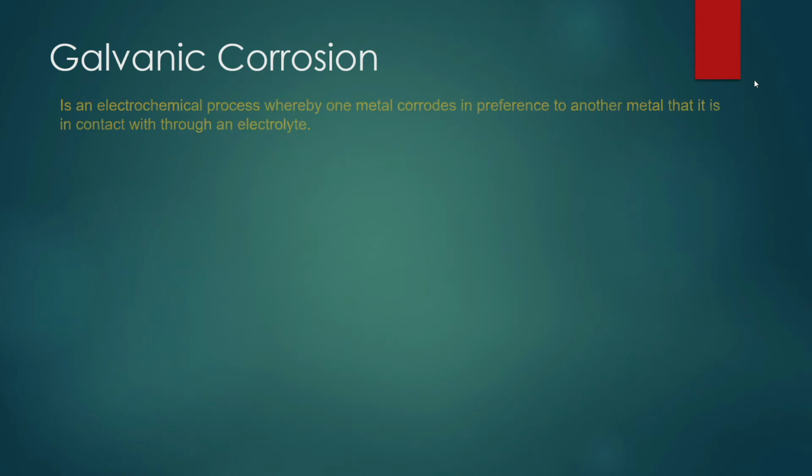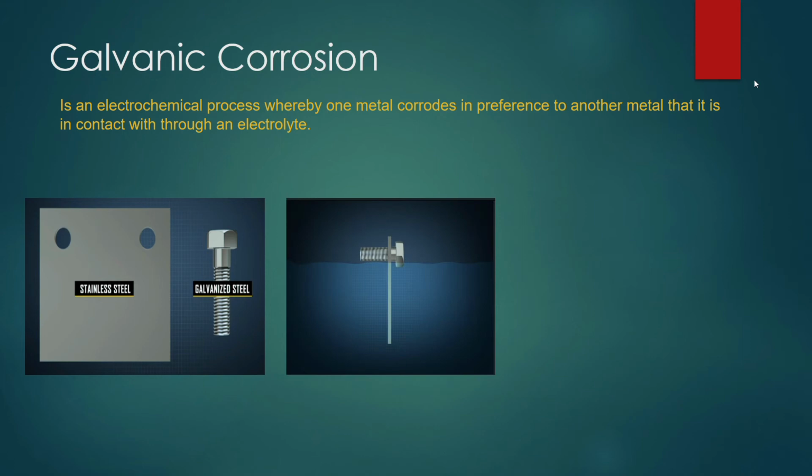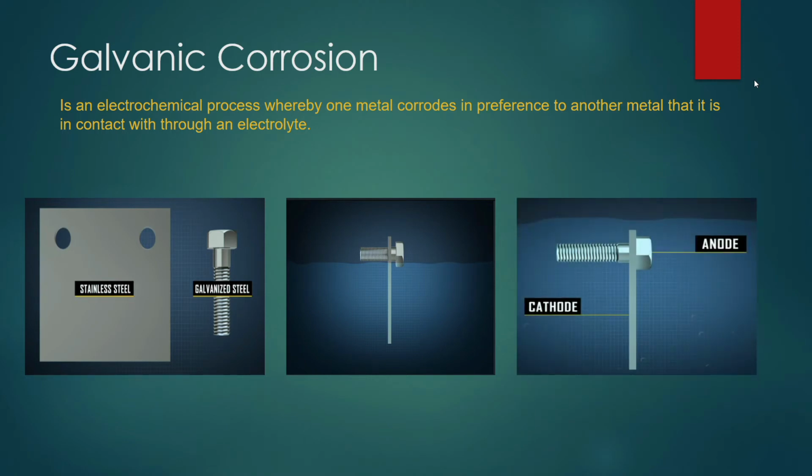Galvanic corrosion is an electrochemical process whereby one metal corrodes in preference to another metal that is in contact with it through an electrolyte. In this example, we have a stainless steel plate and a galvanized steel screw. When the plate and the screw are in contact with each other under water or in a damp environment, the galvanized screw will become the anode and the stainless steel will become the cathode. And as we know, the anode always corrodes.